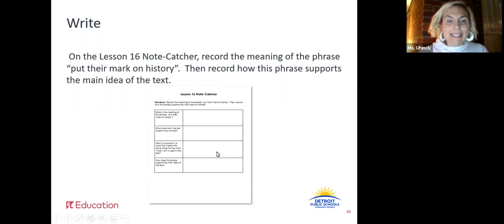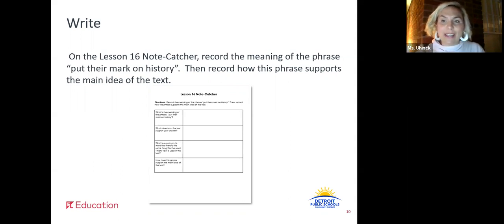In the second row, you're going to put those context clues we talked about that helped you find the meaning of that phrase. In the third row, you're going to get a chance to put a synonym for the word mark. Just a reminder, a synonym is a word that means the same. So put a word in there that means the same as mark. And in the last row, it says, how does this phrase support the main idea of the text? Now remember in that learning target, it said we're going to think about words and phrases as they pertain to this article. That is the connection there.